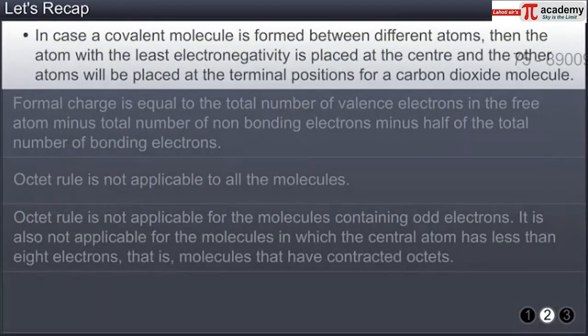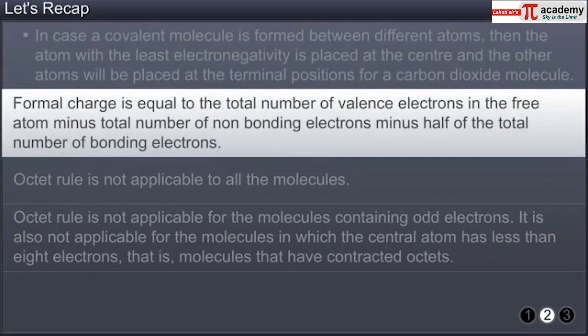In case a covalent molecule is formed between different atoms, then the atom with the least electronegativity is placed at the center, and the other atoms will be placed at the terminal positions. For a carbon dioxide molecule, formal charge is equal to the total number of valence electrons in the free atom minus total number of non-bonding electrons minus half of the total number of bonding electrons.